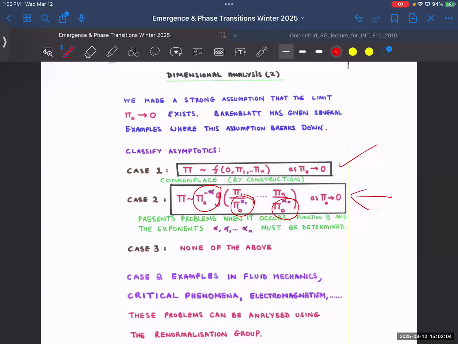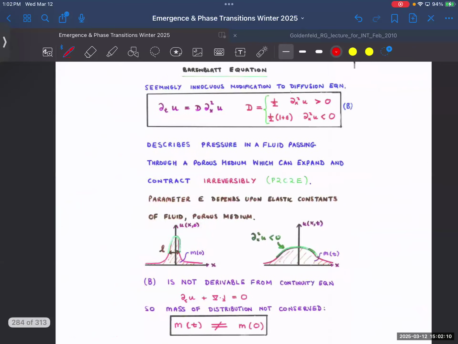That's what Barenblatt wrote about in his book, because he'd found examples of this, and it was like, what the heck is going on here? And they could solve those things numerically.